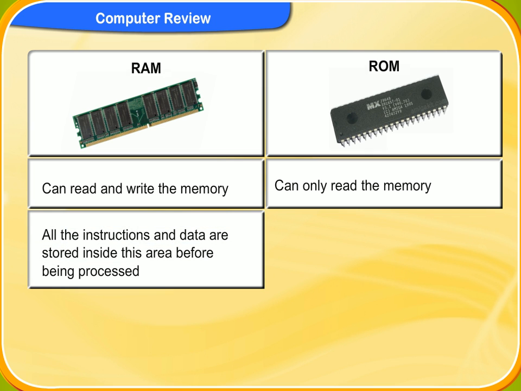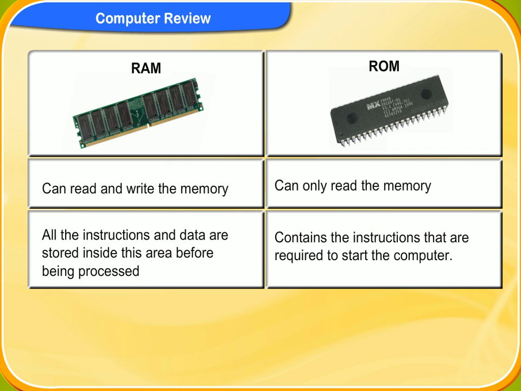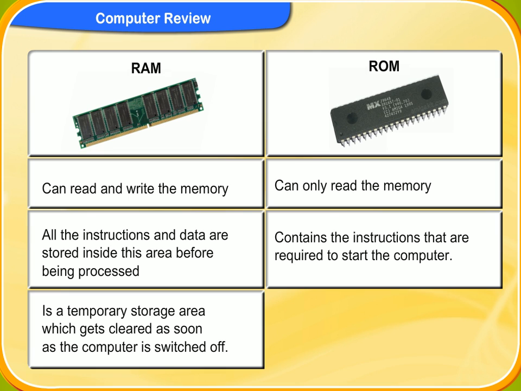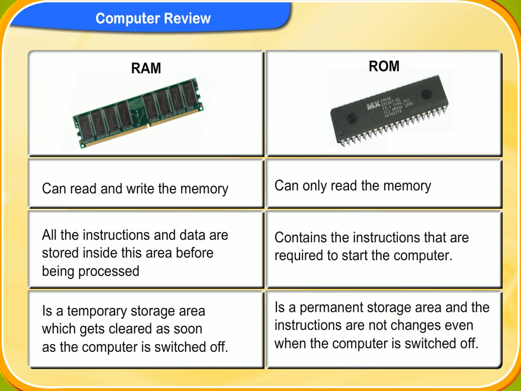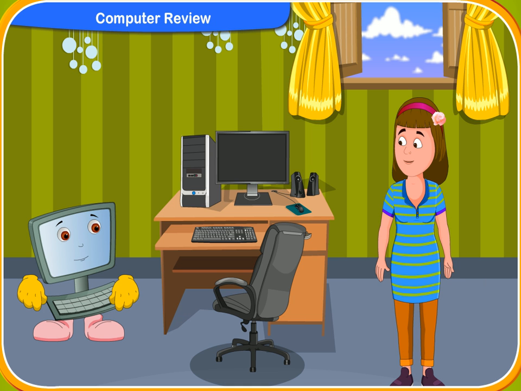In RAM, all the instructions and data are stored inside the area before being processed. ROM contains the instructions that are required to start the computer. RAM is a temporary storage area. It gets cleared as soon as the computer is switched off. ROM is a permanent storage area, and the instructions are not changed even when the computer is switched off.